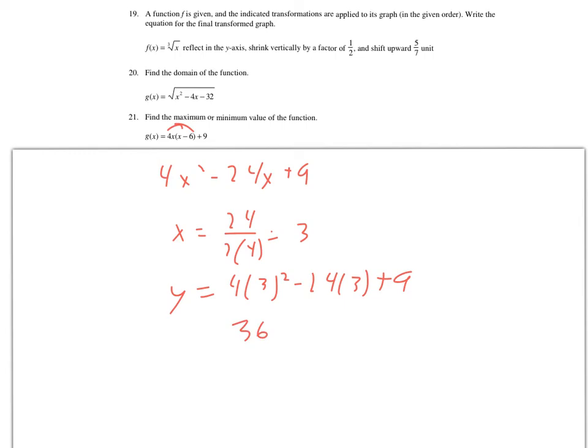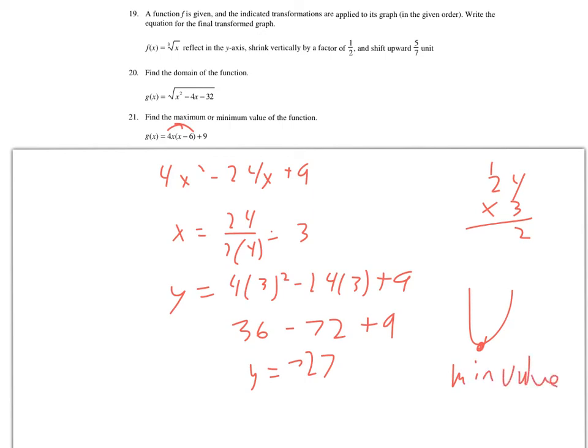All right, and then 24 times 3, let's see, 72. All right, so negative 36. Let's just do this on the calculator. 36 minus 72 plus 9. That'll give me a negative 27. So I know that this is an opening up parabola, so that is our min value, is negative 27.